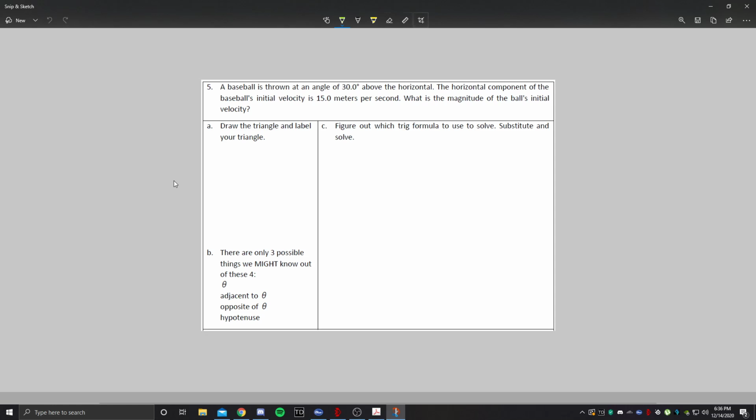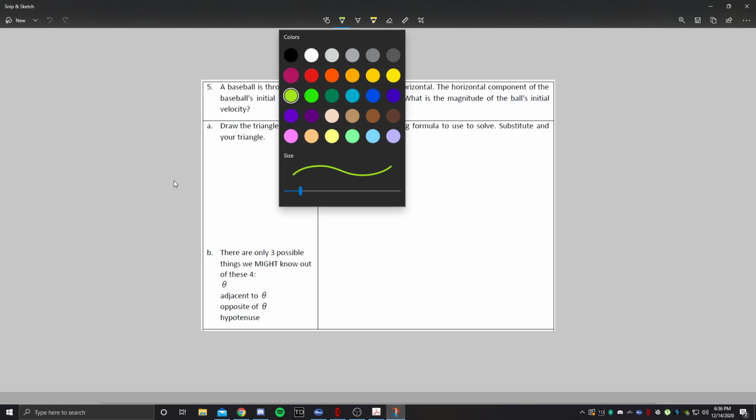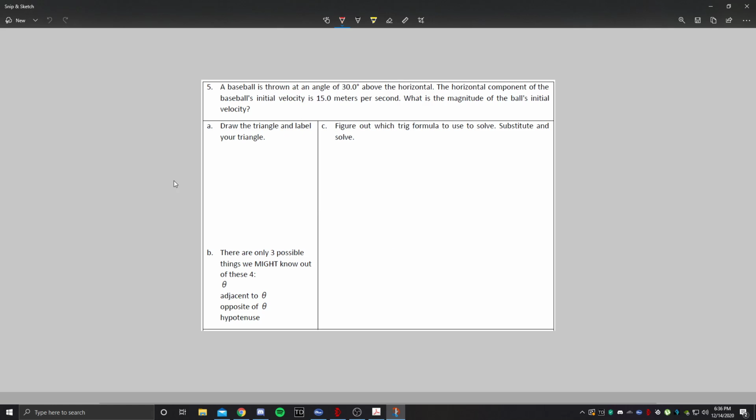So, next problem. A baseball is thrown at an angle of 30 degrees above the horizontal. So, draw a triangle again. 30 degrees above the horizontal, right above it, right on top of the horizontal.